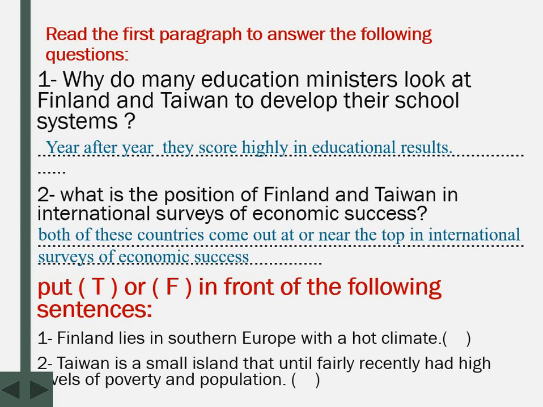See true or false. Finland lies in southern Europe with a hot climate. Of course false. It's not in the south, it's in the north, and it's not hot, it's a very cold climate. Yes. Taiwan is a small island that until fairly recently had high levels of poverty and population. Of course yes, it's true. Now let's see the second paragraph.